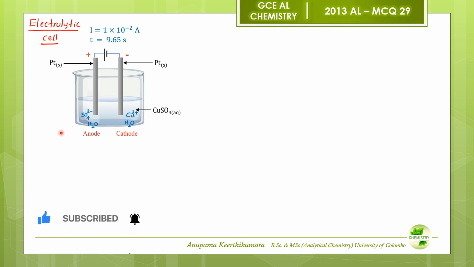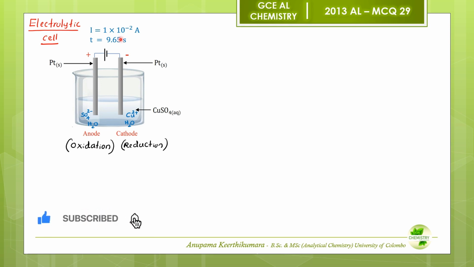In these electrolytic cells, negative ions are attracted towards the positive anode, while the positive ions are attracted towards the negative cathode. Always, oxidation takes place at the anode, while the reduction takes place at the cathode.